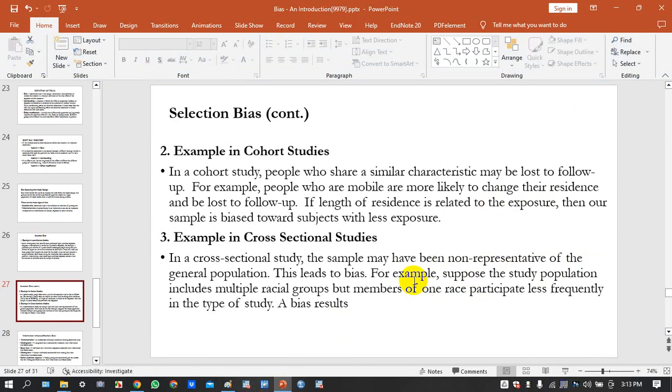So for example, in cross-sectional studies. In a cross-sectional study, the sample may have been non-representative of the general population. This leads to bias. For example, suppose the study population includes multiple racial groups, but members of one race participate less frequently in the type of study. A bias results. So the Moroccans are small, so you are going to compare them with the Italians, Americans, and the Indians. So you say that bias has been created.